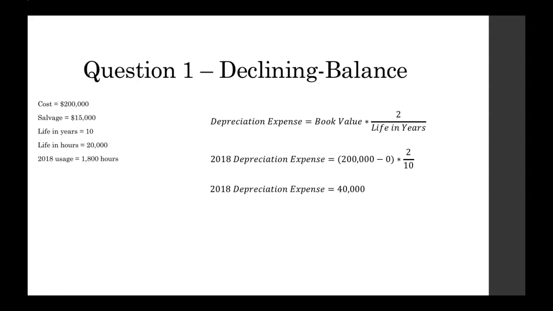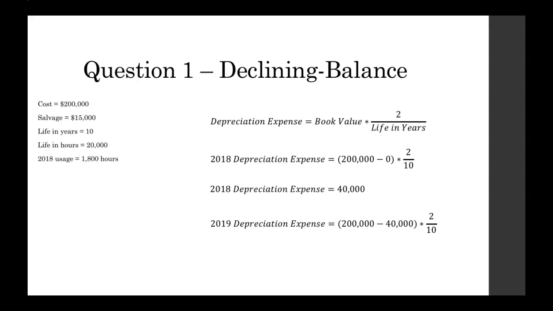Now, this question wanted both 2018 and 2019. Why is that? Because in 2019, we do things a little bit differently than 2018. In 2019, we've depreciated some, so our accumulated depreciation is no longer 0.